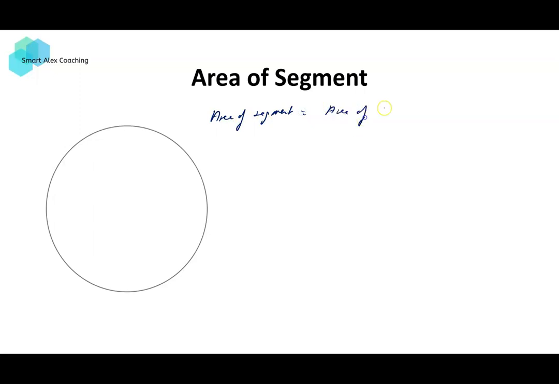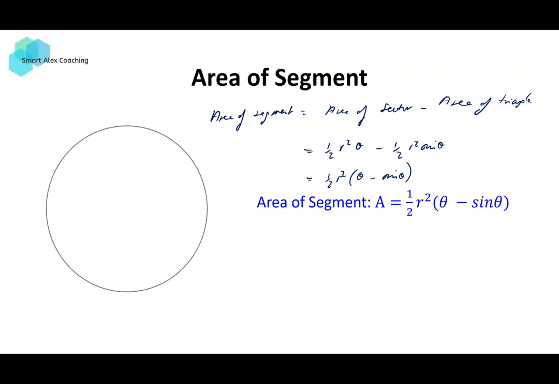Let's look at how to find area of a segment. To find area of the segment, we work out the area of the sector and we take away the area of the triangle. So the area of the segment is equal to area of sector, take away area of the triangle. From the previous slide, we know that the area of the sector is a half r squared theta. The area of the triangle is going to be a half r squared sine theta. We can factorize out this expression, taking out a half r squared, and we're going to have theta minus sine theta in the bracket. So the area of the segment A is given by half r squared multiplied by theta take away sine theta.